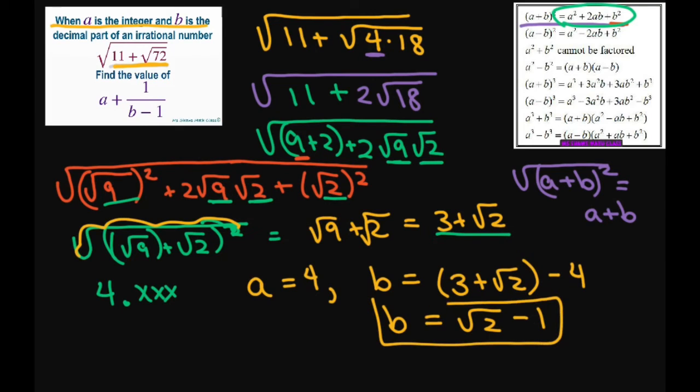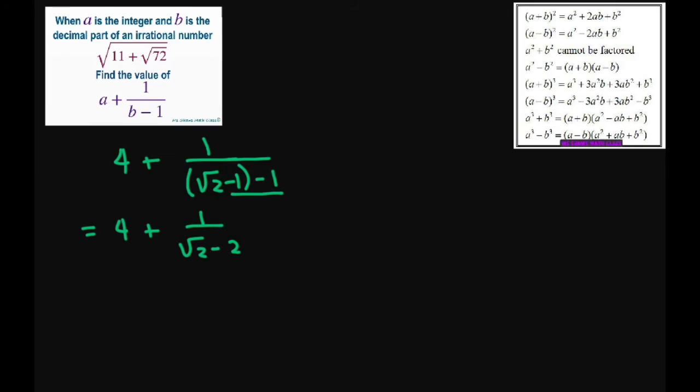So we have our a and we have our b, and now all I have to do is substitute it into this. So we have a is 4 plus 1 divided by b, which is square root of 2 minus 1, minus 1. All right, so this is going to give me 4 plus 1 divided by square root of 2 minus 2, because you subtract those two.